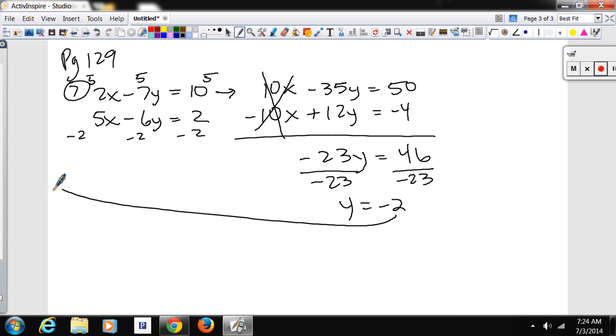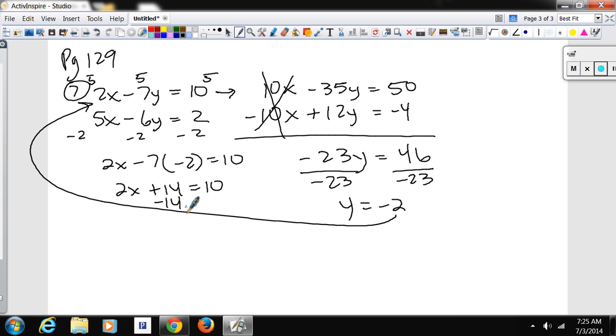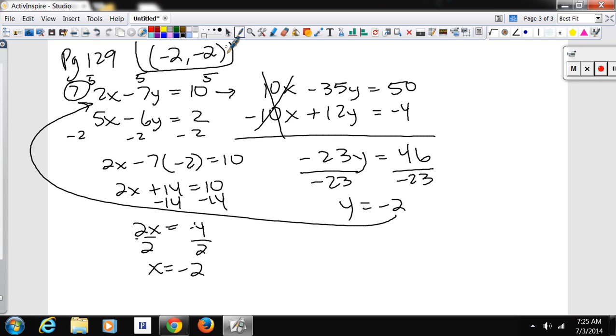Take that negative 2 and plug it into your first equation. So 2x minus 7 times negative 2 equals 10. 2x plus 14 equals 10. Subtract 14. You get 2x equals negative 4. And divide by 2. You're going to get x equals negative 2. So your solution to this problem is negative 2 for x and negative 2 for y. Your solutions are going to be coordinates.